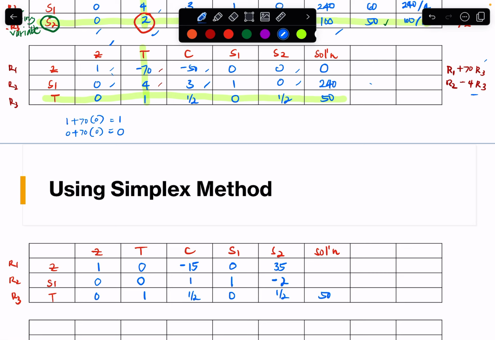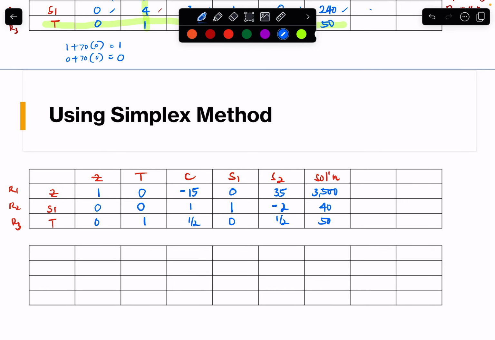And for our solution, 0 for R1 plus 70 times 50. 70 times 50 is 3,500. Then we have 240 minus 4 times 50. 4 times 50 is 200. So 240 minus 200 is 40.